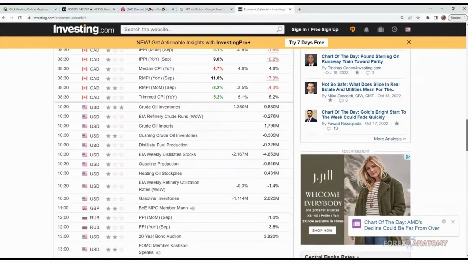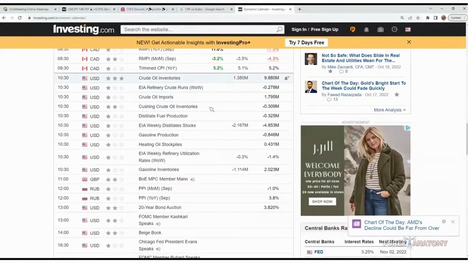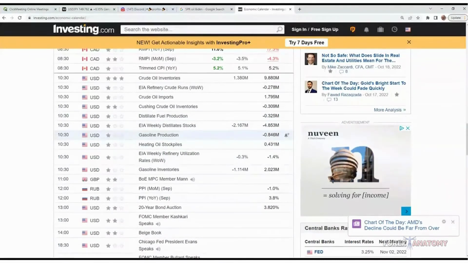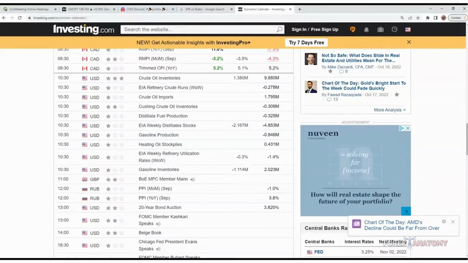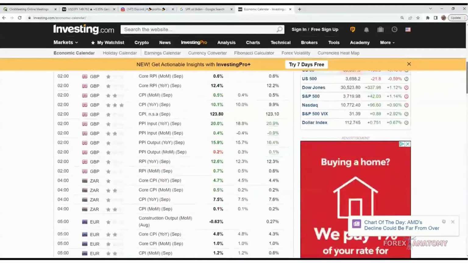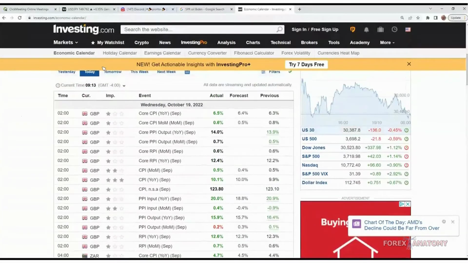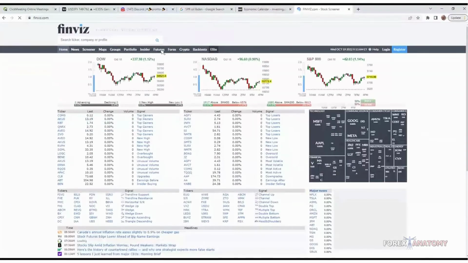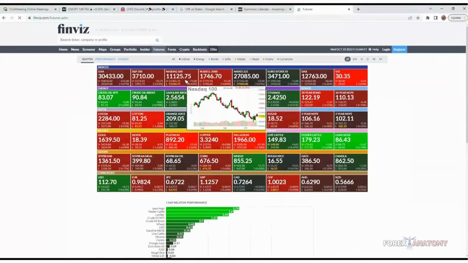So for the rest of the day, we don't really have much. We have weekly crude oil inventories set to come out, and there's not really much on the US docket for this week. This is a light economic docket. It's not going to be heavy on the docket front. But let's go to our heat map on FinViz. We already talked about US futures, but let's see it across the board.